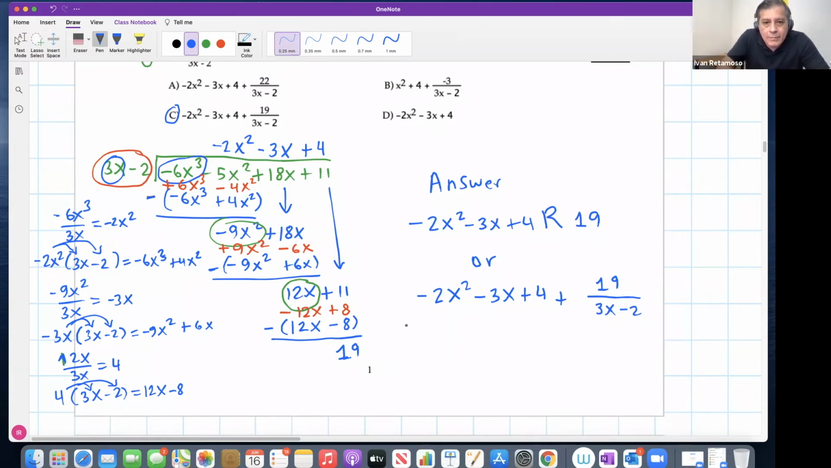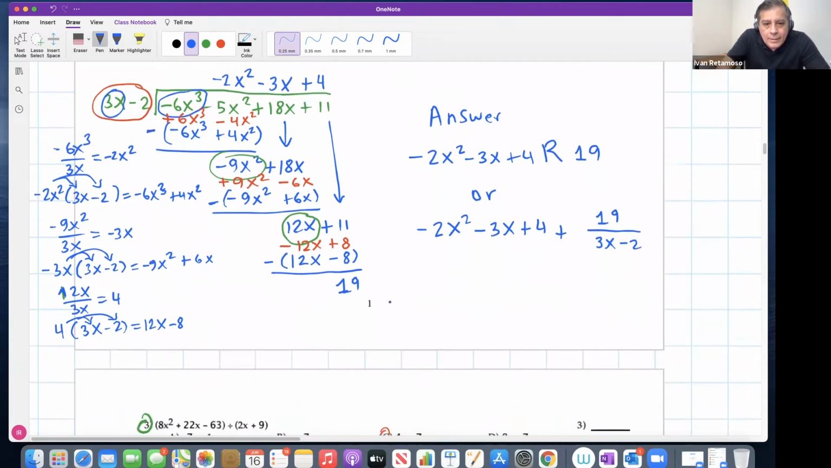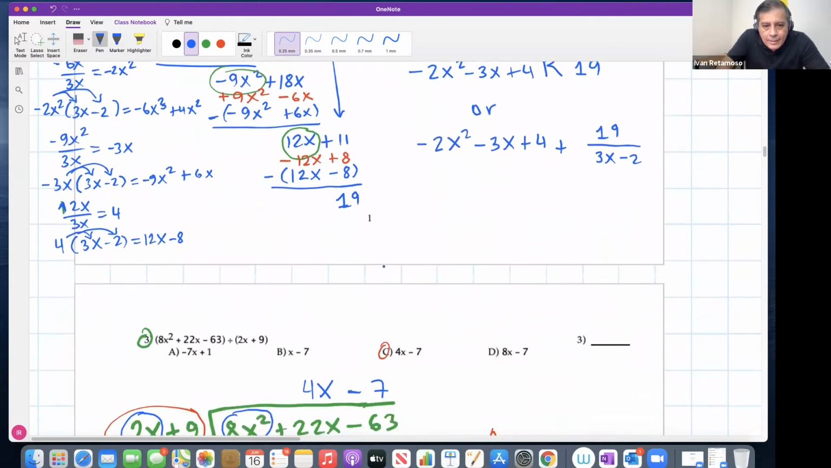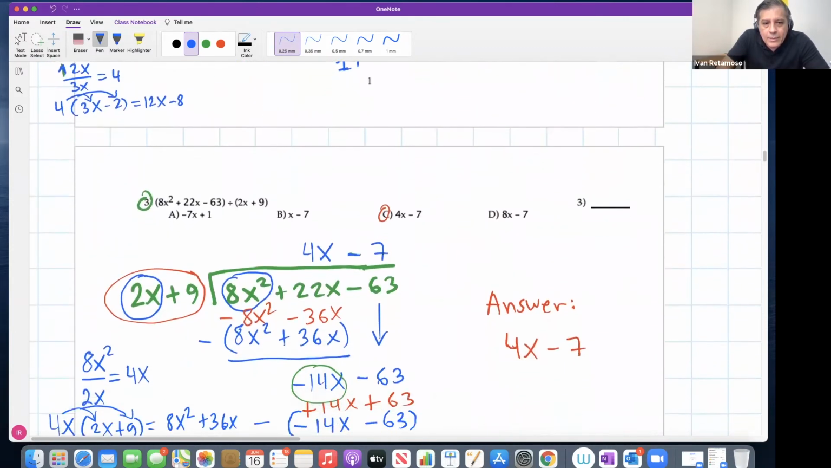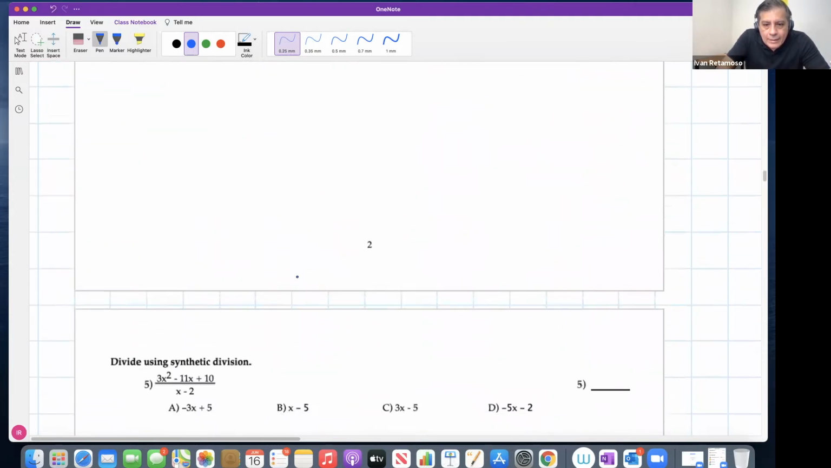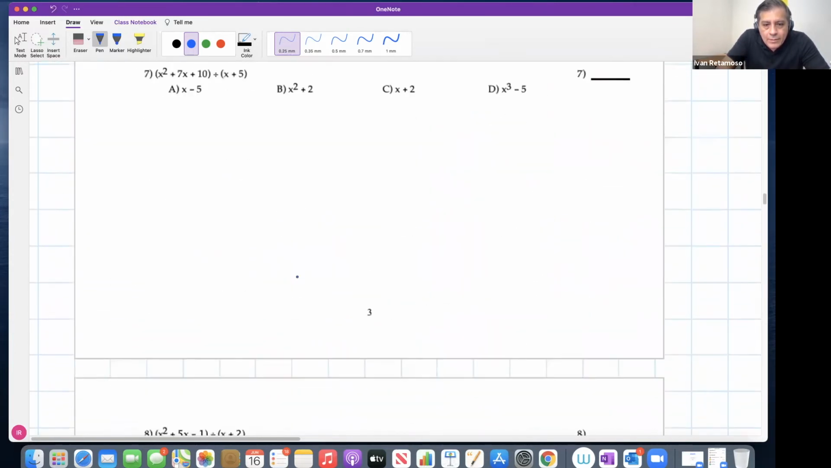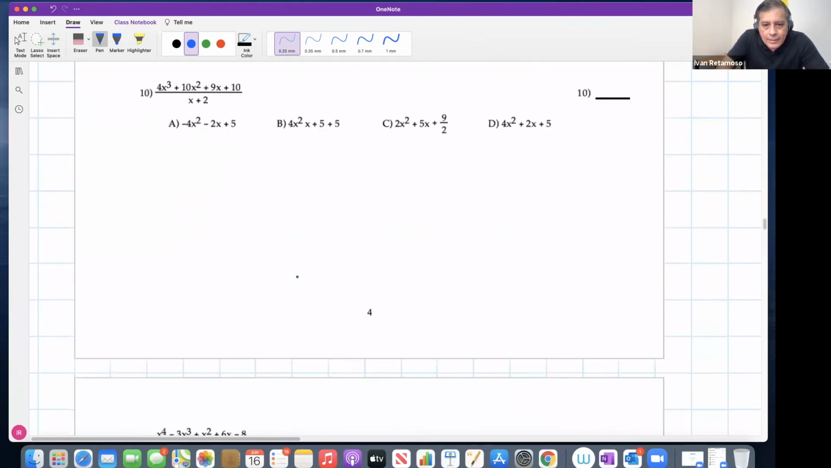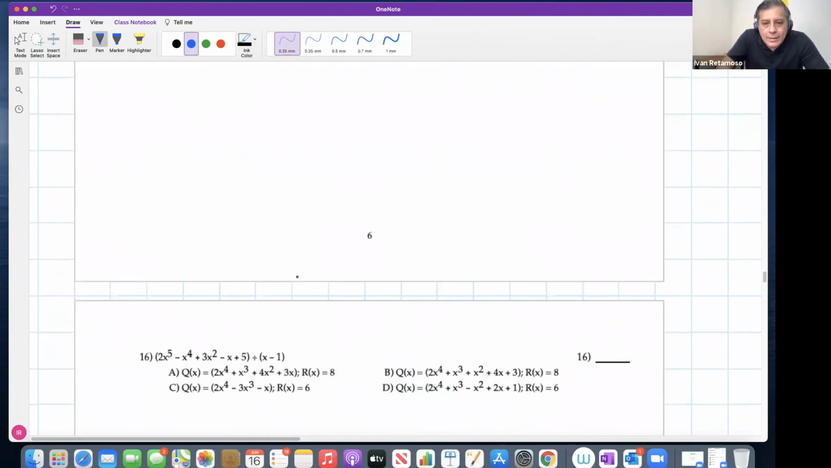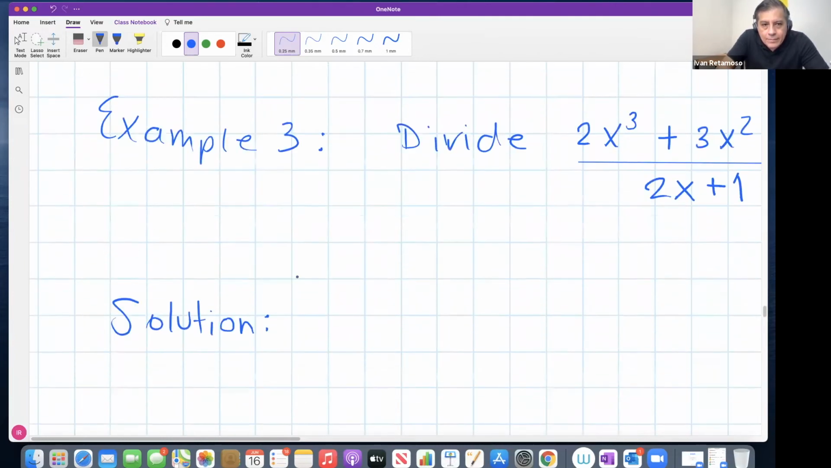When can we simplify this long division? Well, whenever the divisor has the form x plus something or x minus something. I will show you now. And that simplified version of long division, that limited simplified version of long division, is called synthetic division. I will explain it to you now.